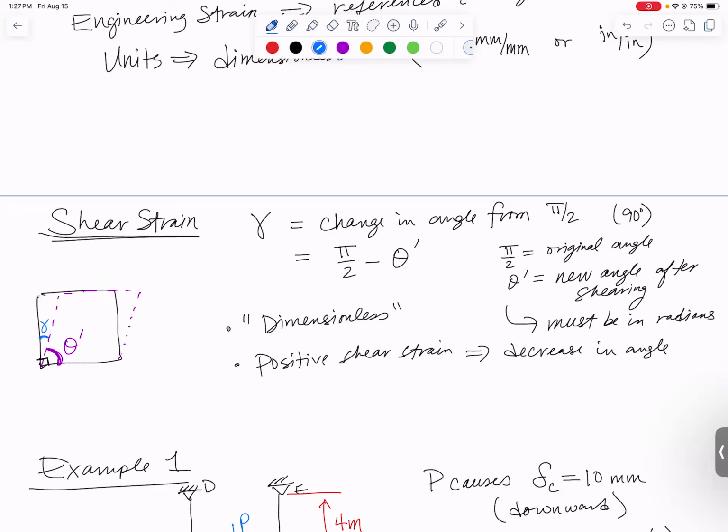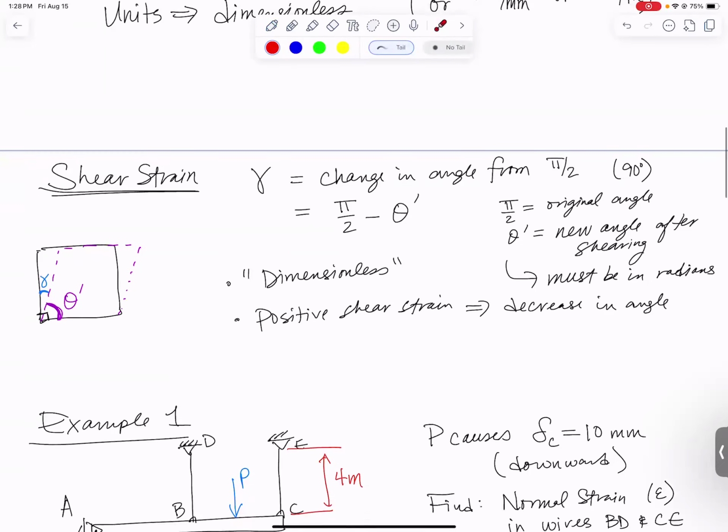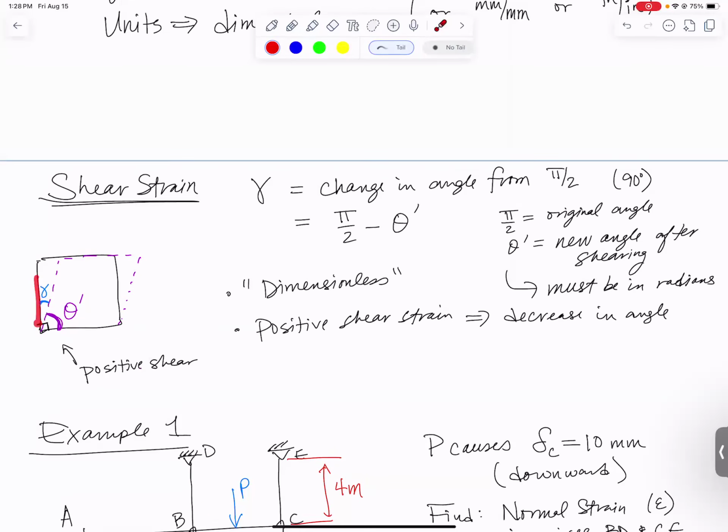So these gammas are going to be really small numbers. I drew this very exaggeratedly. It's not going to be like a pi over 6 kind of a number. You're going to get very, very small numbers because these are small angle changes. This one that I drew in the picture, this would be a picture illustrating positive shear because the angle was originally 90 degrees and now it is smaller than 90 degrees. So when you take pi over 2 and you subtract from it this new angle, you're going to get a positive number, and it's going to be this little angle, and it means that it's sheared kind of off this direction.